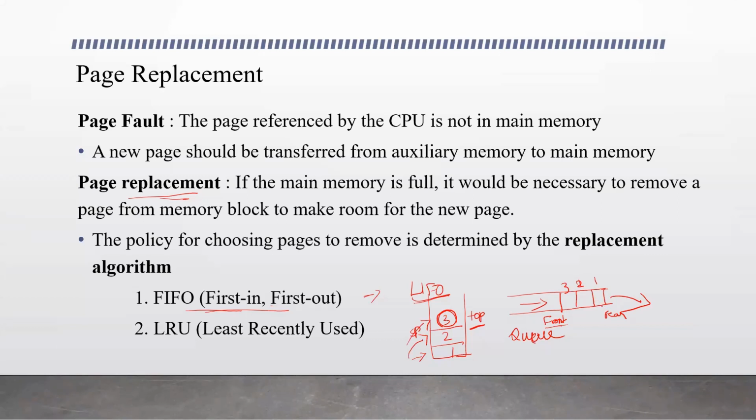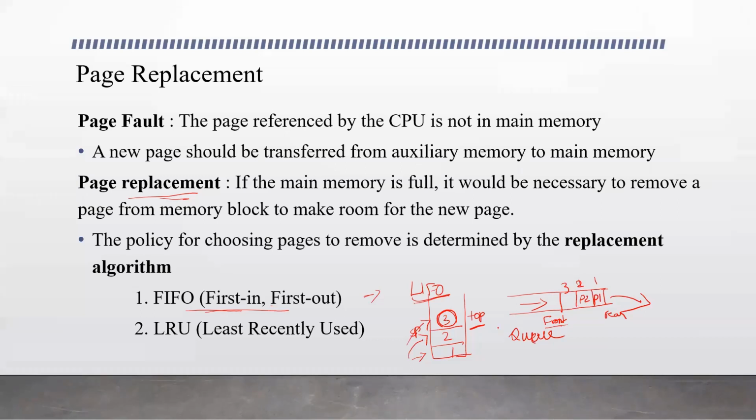The queue is maintained. Here we are talking about pages and blocks: pages in auxiliary memory and corresponding blocks in main memory. When a page is transferred to main memory, the identification number is stored in the queue, in a first in, first out list. Let's say this is page 1, so it is inserted here. And when another page is transferred, its identification is again stored in the first in, first out list.